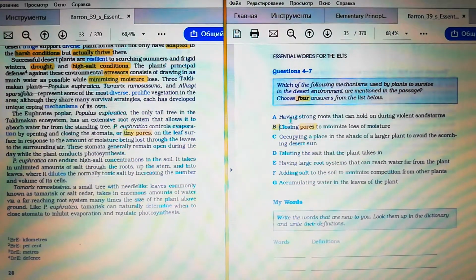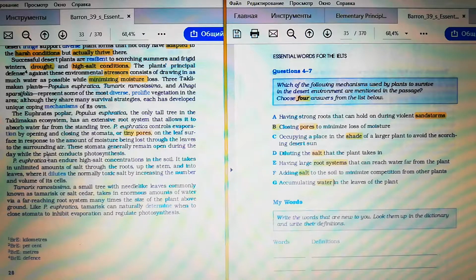Anyway, as you can see from A, there is information about sandstorms. And I can't see anything about sandstorms here. Pores, here we have information about the shade. Further it's about something about salt. Further something about root system. Further we have to see about the salt as well. It's highlighted, accumulating water, about the water. So let's review further.